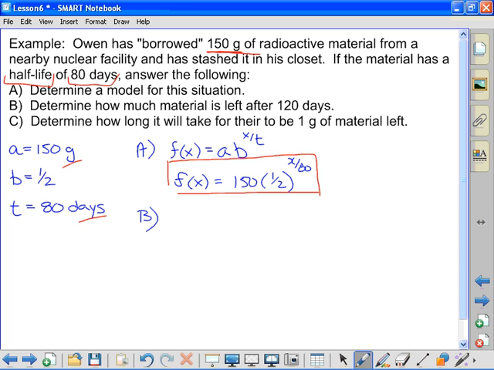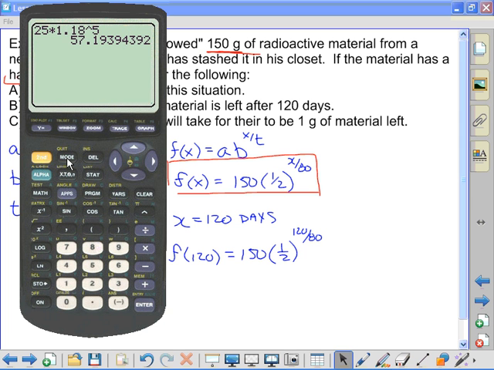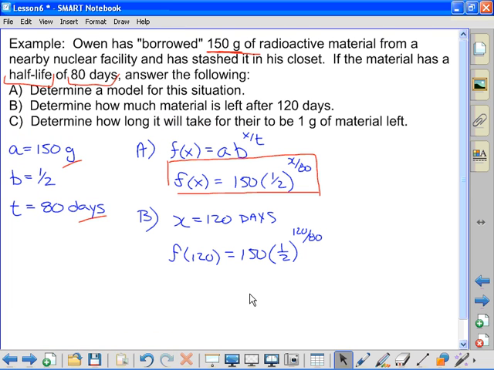Determine how much material is left after 120 days. So we know x is 120 days. So we are simply, again, can you use a calculator to calculate an exponential expression? The trick there is the exponent has a fraction, so just be careful. So pulling that calculator up and going to calculation mode. I'm going to put the 1 divided by 2 inside the brackets. Exponent, bracket, 120 divided by 80, bracket, 53. So it's equal to 53 grams.